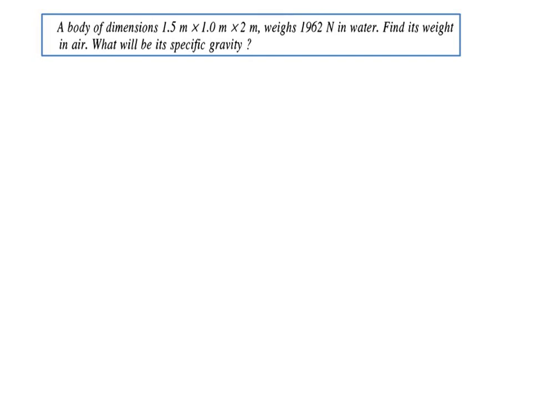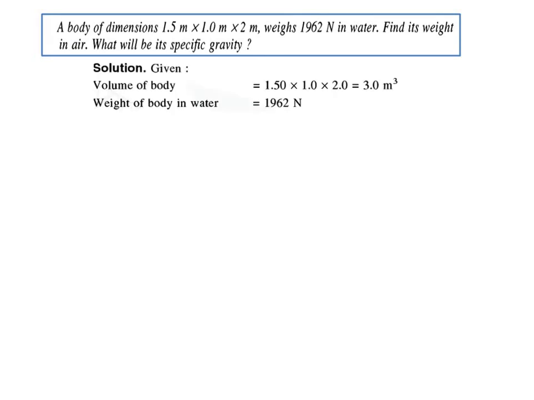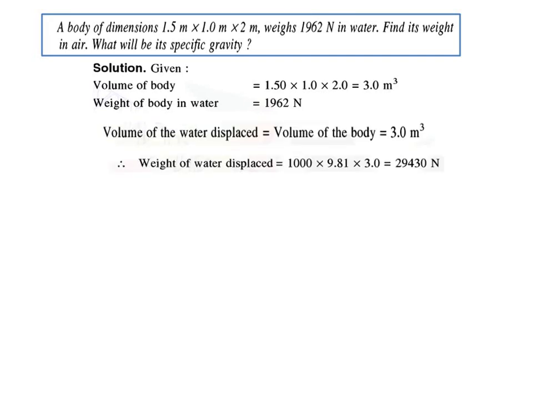Now one more problem. A body of dimensions 1.5 meter by 1 meter by 2 meter weighs 1962 Newton in water. Find its weight in air and its specific gravity. This problem is similar to the previous one. Here the volume of the body is given: 1.5 into 1 into 2, which is 3 meter cube. The weight of the body in water is 1962 Newton. The volume of water displaced is equal to the volume of the body.